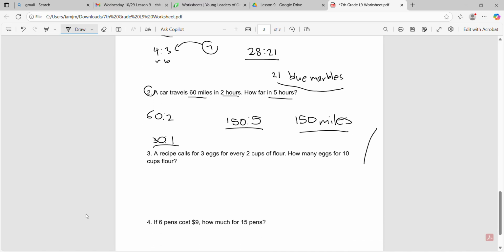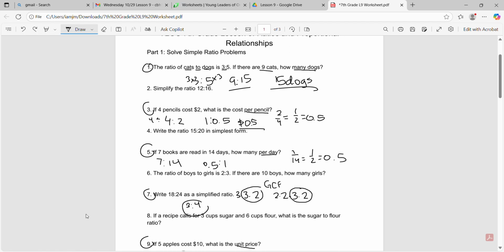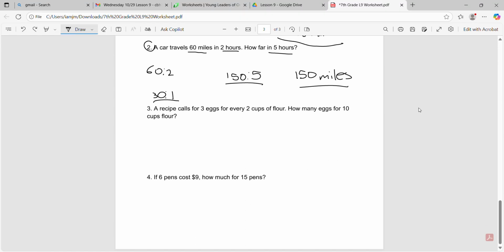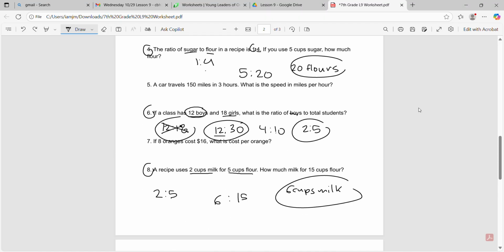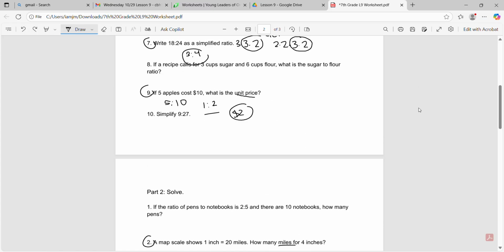And that's it for today. For the other problems, it'll be good to go over other word problems as practice. Ratios can be used in daily life to compare two objects and their values.